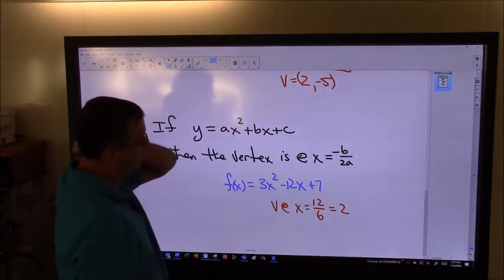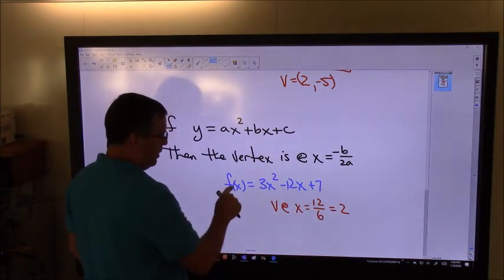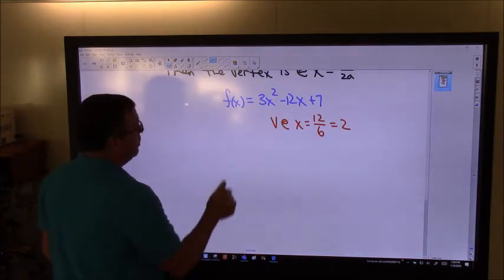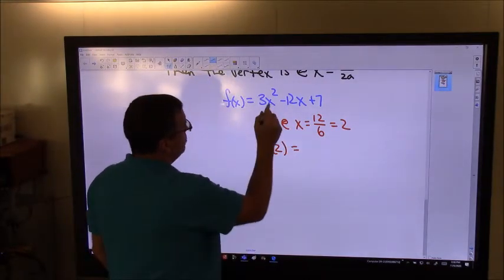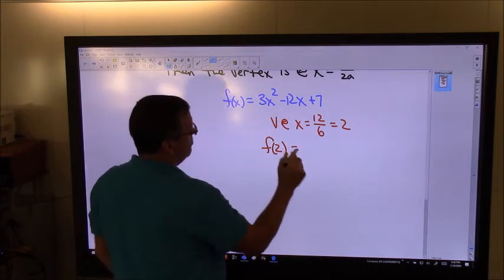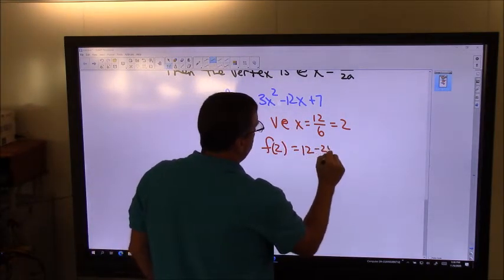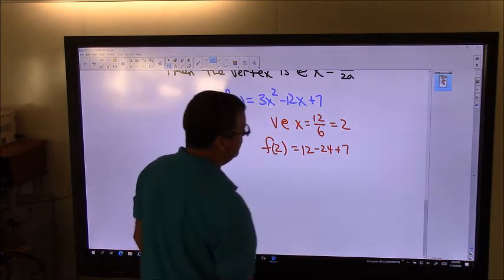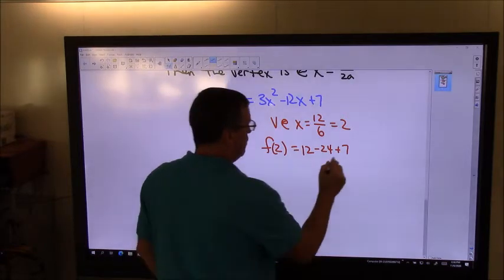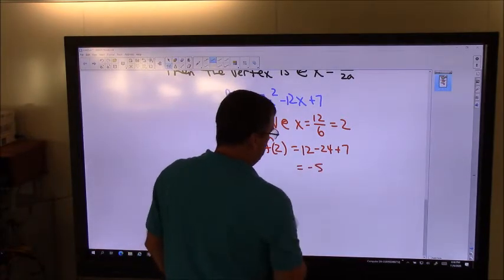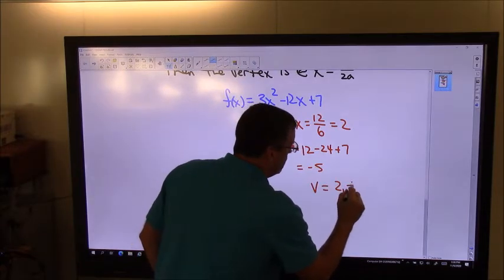So where does the 5 come from? Well, now I need to plug 2 back in and figure out what f of 2 is. So f of 2 is equal to 2 squared is 4 times 3, that's 12. Put a 2 here, you get minus 24, and then plus 7. So that would be a negative 12 plus 7, that's going to be a negative 5. So there it is. Our vertex is at 2 comma negative 5.